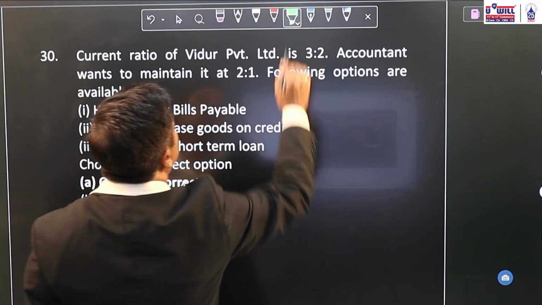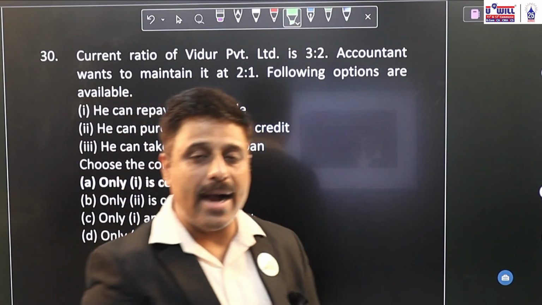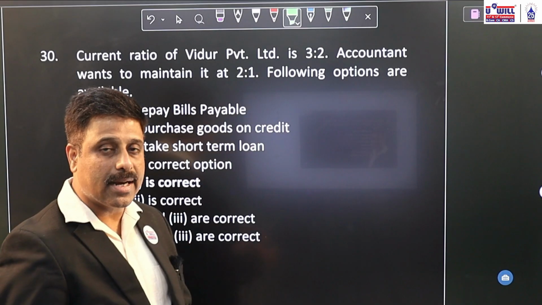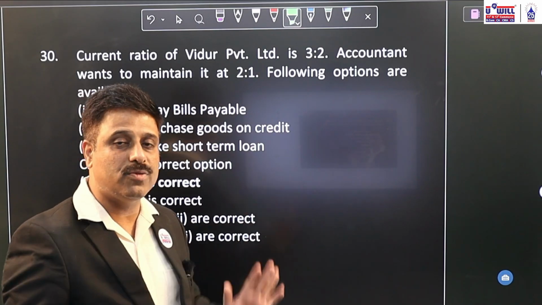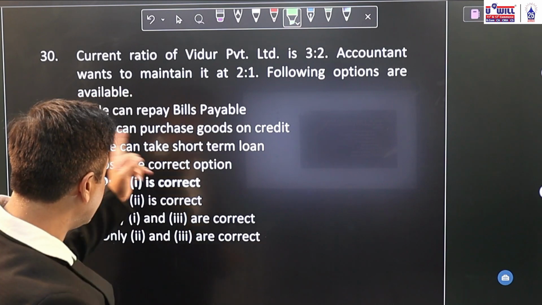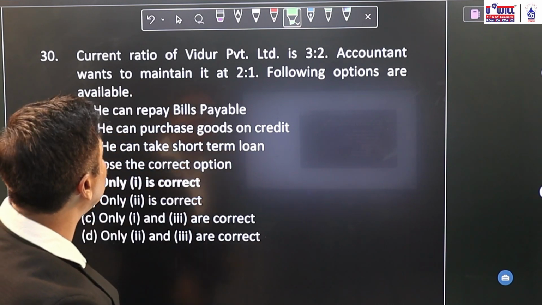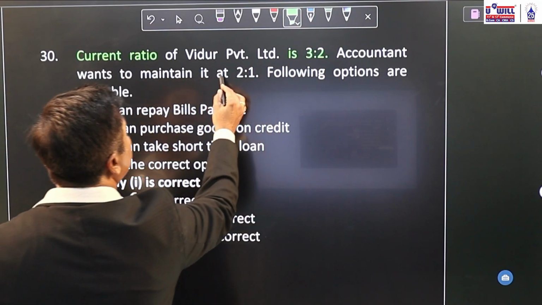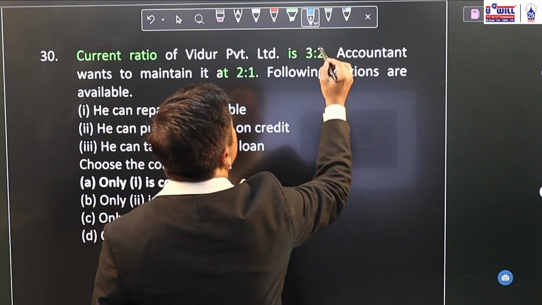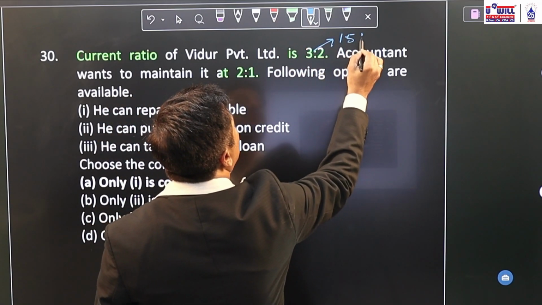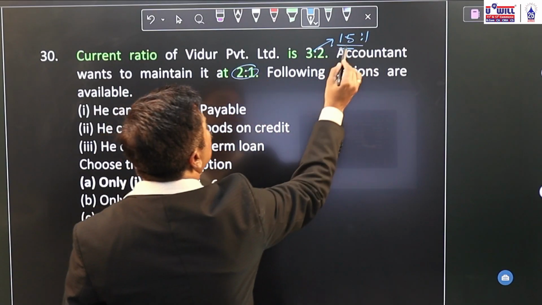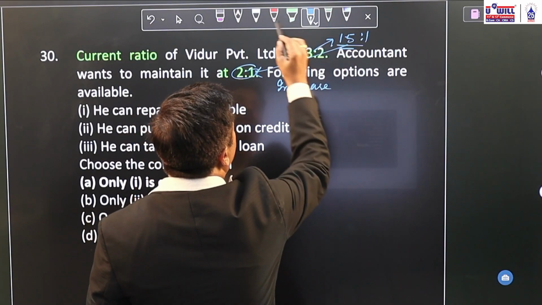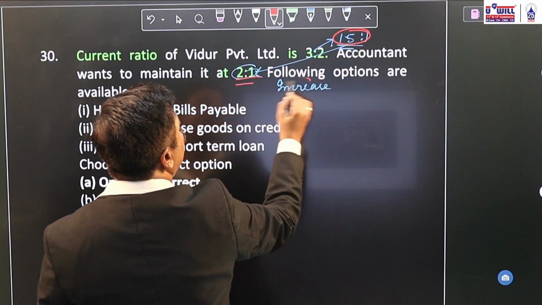Question number 30. We'll try to finish Part B, all the types of MCQs which are possible, today itself. Maybe we extend a little bit beyond 1 hour, but we finish all the MCQs possible in Part B. The current ratio of Vidur Private Limited is 3:2. The accountant wants to maintain 2:1. Now 3:2, 3 divided by 2, is 1.5:1, and he wants to maintain 2:1, which means he actually wants to increase the ratio from 1.5 to 2:1.